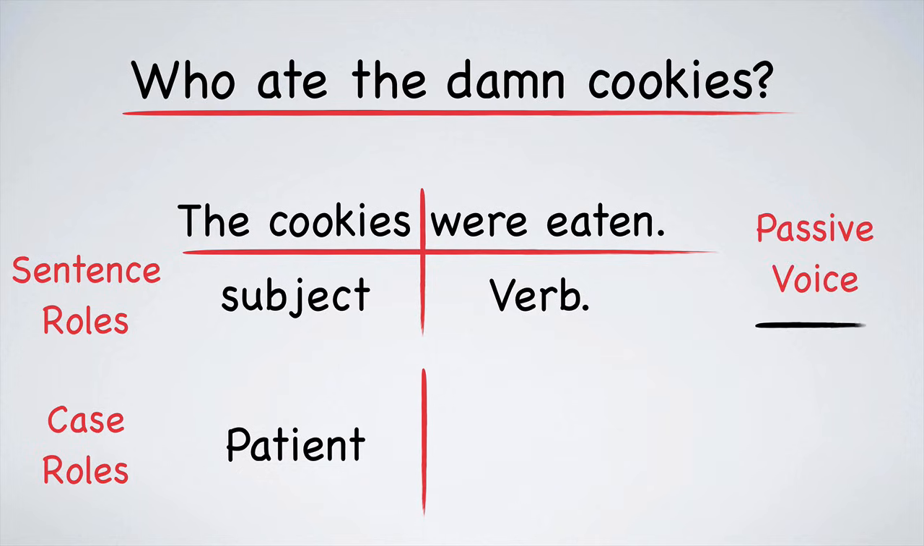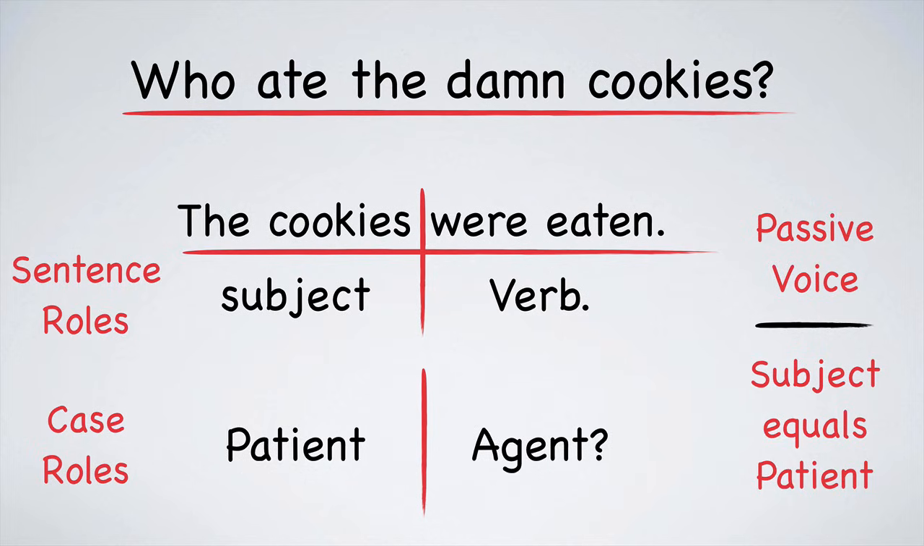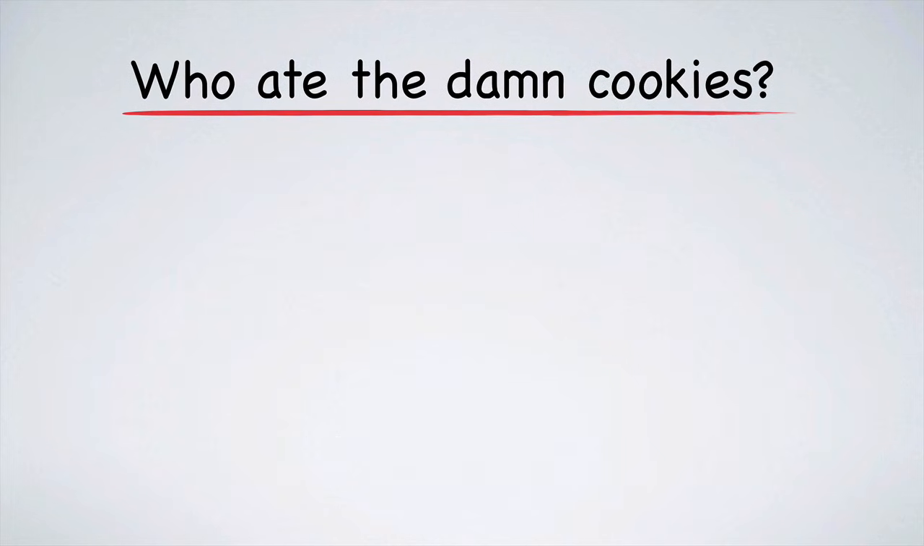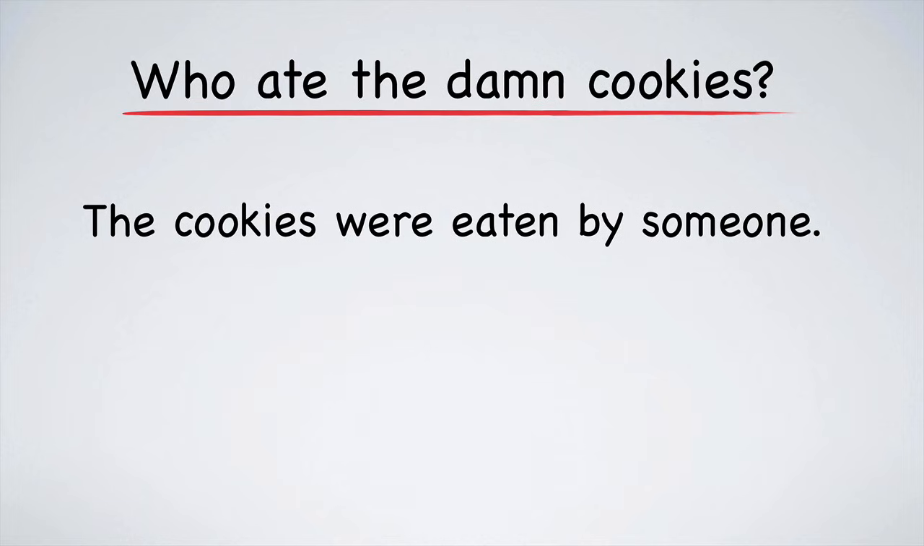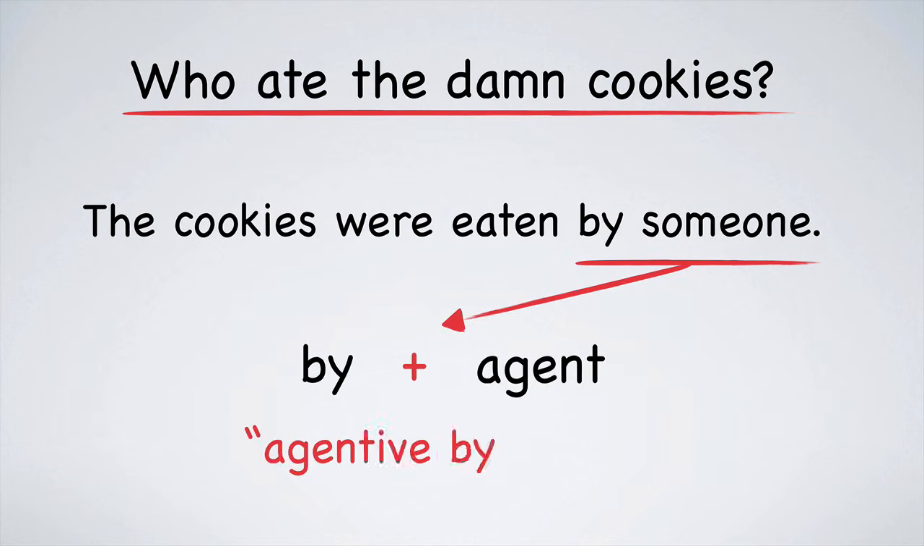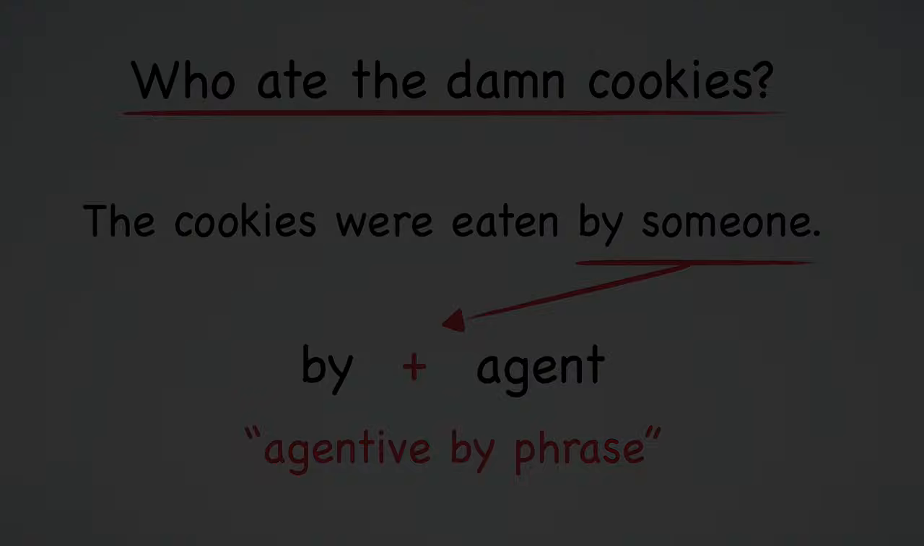Actually, this is the definition of a passive sentence. A passive sentence is one in which the subject is the patient. But what about the agent? If you wish to show the agent, you must use what is called an agentive by phrase. For example, "The cookies were eaten by someone." How mysterious, eh? So here we have by plus the agent. Once more, this is called an agentive by phrase.